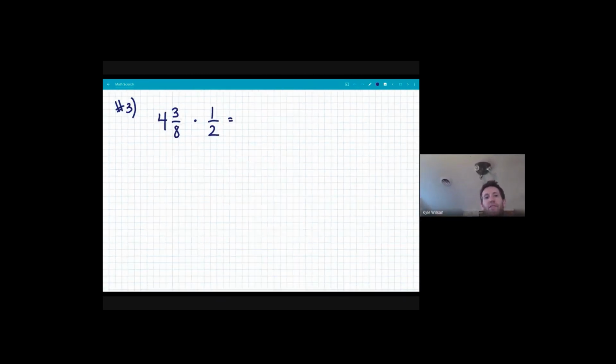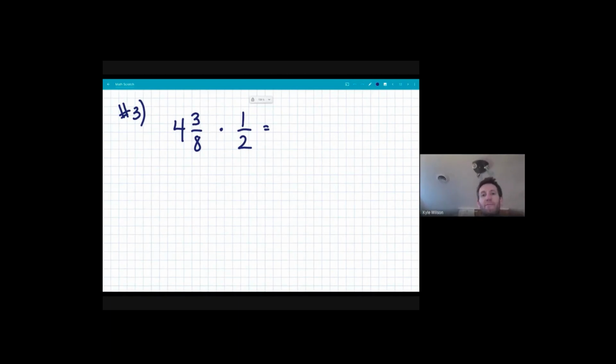Let's go to the third example here. All right. Again, it is a mixed number times a fraction. It's similar to what we did in problem 2, except now the mixed number comes first. So I'll address that first. So I have to convert that into a fraction greater than 1. 8 times 4 is 32. 32 plus 3 is 35. So now I have 35/8. I'm going to multiply that 35/8 times 1/2. Right?